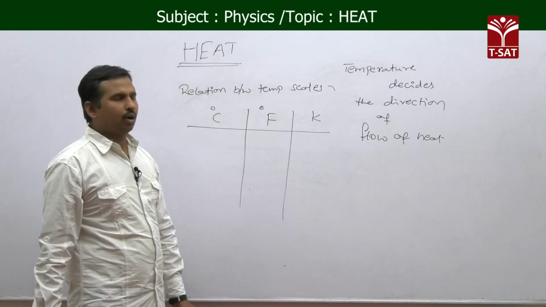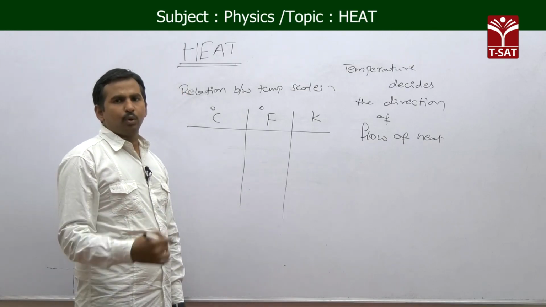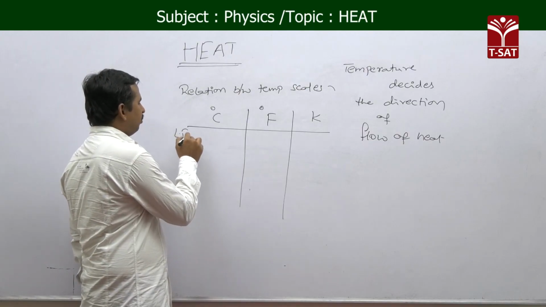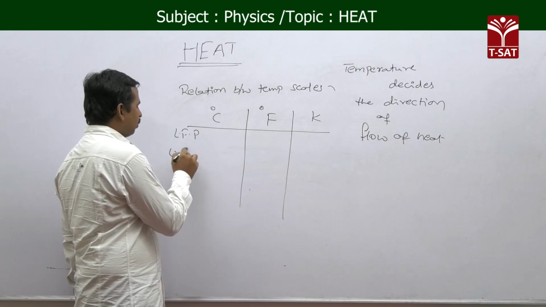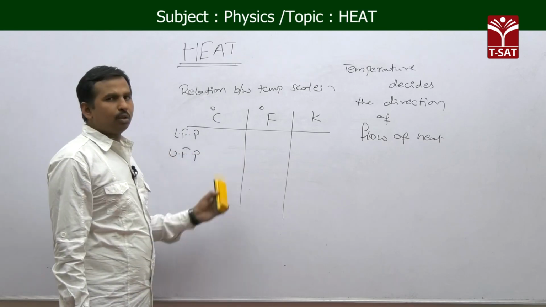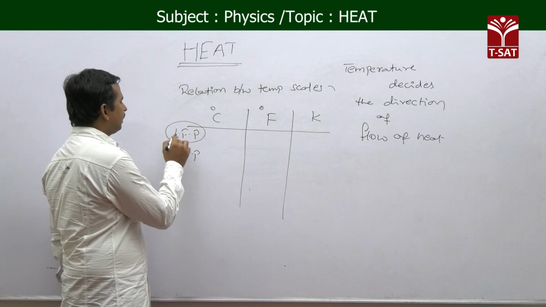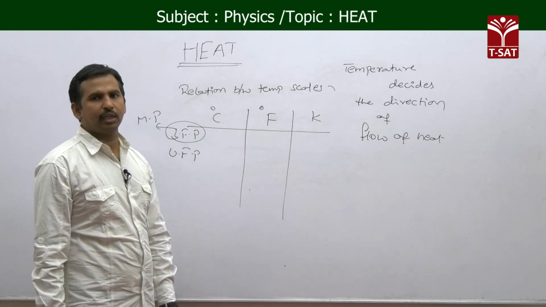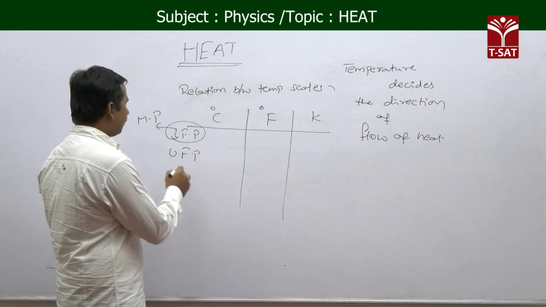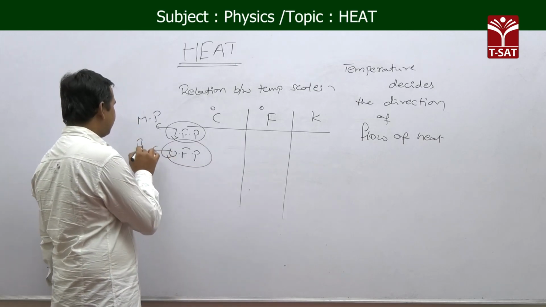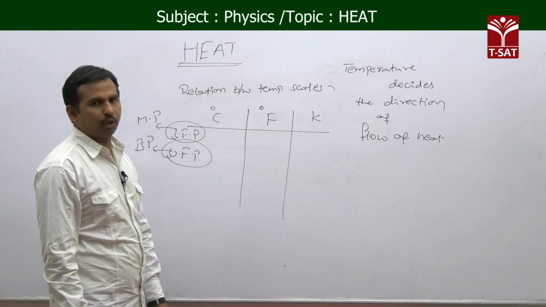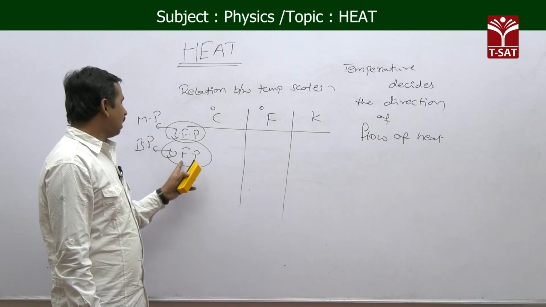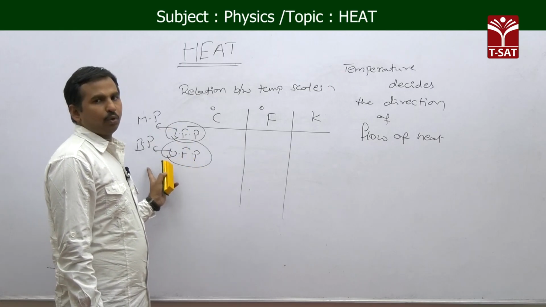Of the three, each has a lower fixed point and an upper fixed point, which means the minimum point and the maximum point. The lower fixed point is taken as the melting point of ice, whereas the upper fixed point is taken as the boiling point of water. So the lower fixed point is the melting point and the upper fixed point is the boiling point.